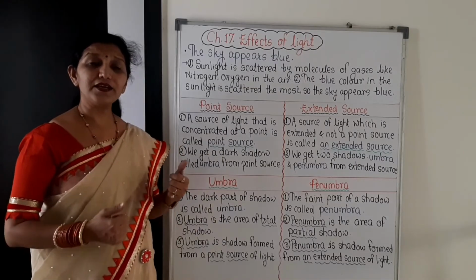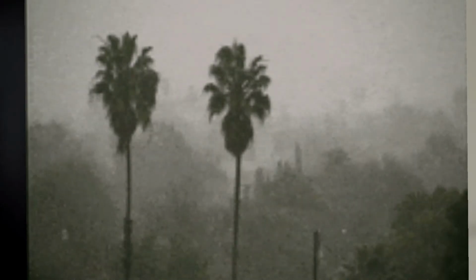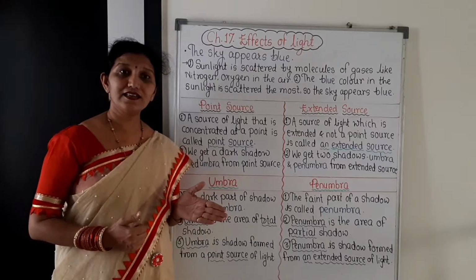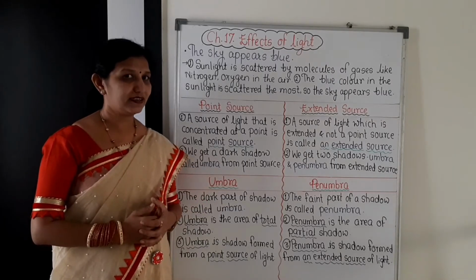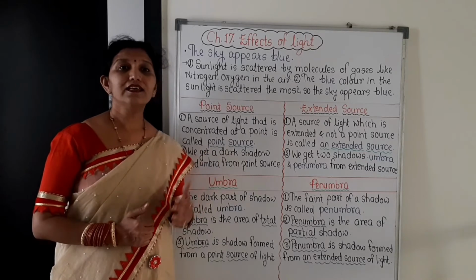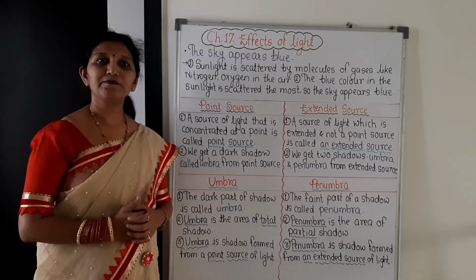Also, when you drive the car through thick fog on the mountain, in a Ghat, what do you see in front of the headlights? There is a beam of light, and if you see that beam of light, there are tiny small dust particles in that beam of light. That's why we can see that beam of light because of this.